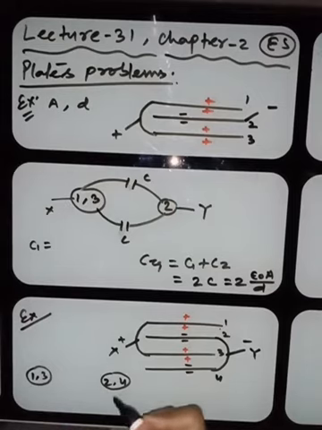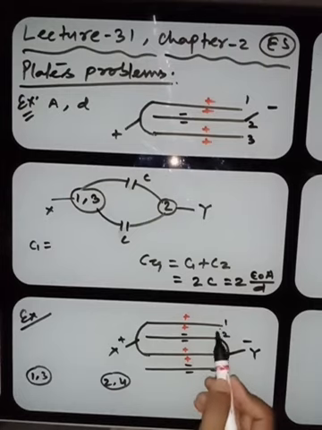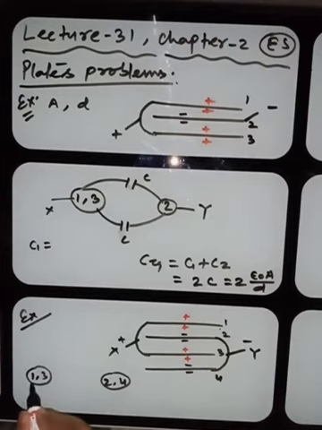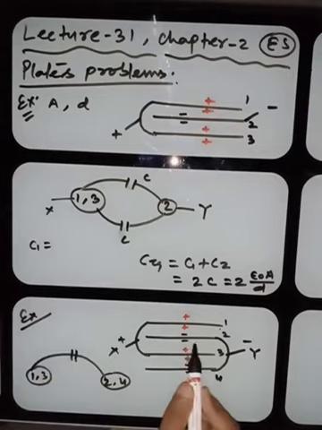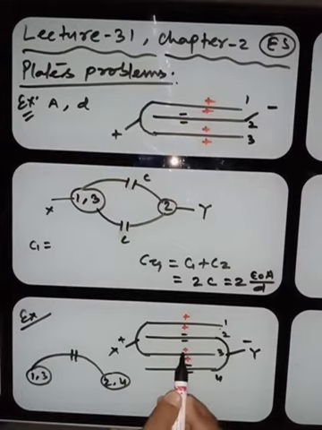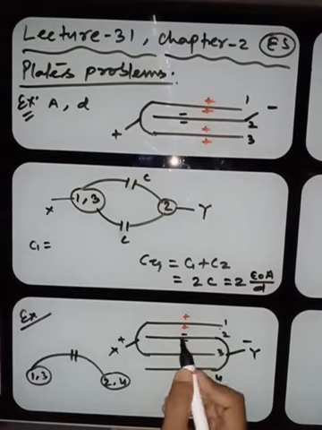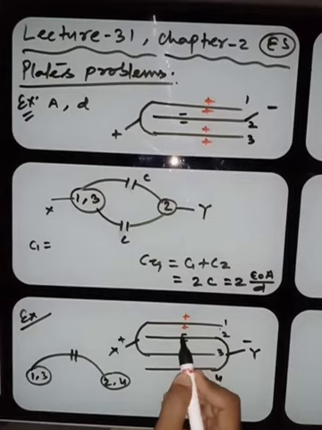Now the representation of plates. You can see between 1 and 2 there is one capacitor, so this is 1 and this is 2. Between 2 and 3, one capacitor, because 2 and 3 are minus and plus. Remember, we consider one capacitor actually due to plus and minus. Suppose in any arrangement this is plus and this is also plus, there will be no capacitor.